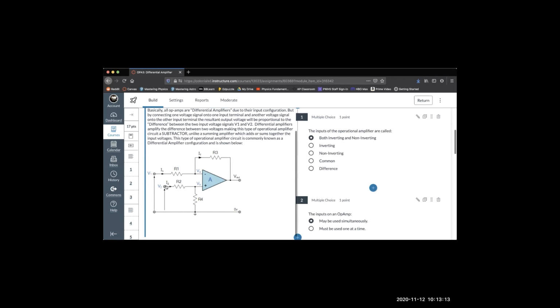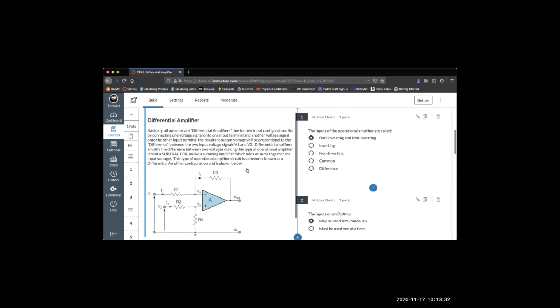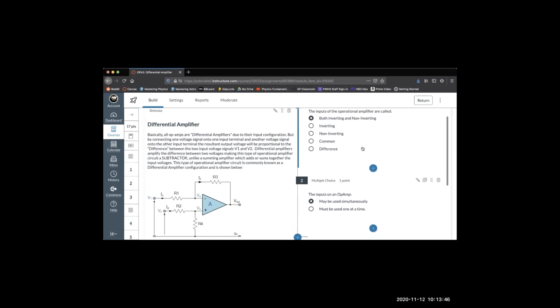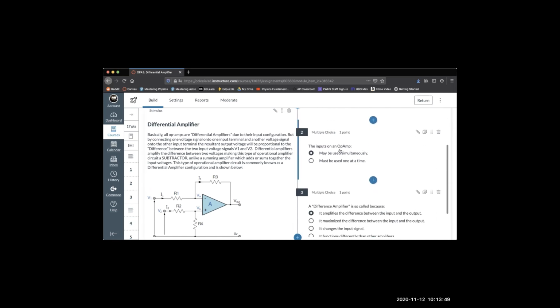Notice that I have an input I2 that's going into the non-inverting input, and I have an input I1 that's going into the inverting input. So there are two inputs. We're using both inputs. In our previous op-amp circuits, we grounded one of them or set one of them to a fixed voltage, but here we're going to use both inputs, right? The inputs of the operational amplifier are called inverting and non-inverting. I just wanted to reestablish it. That first question there is like a free point. Inverting and non-inverting. The inputs on an op-amp may be used simultaneously. That's what I'm doing here.